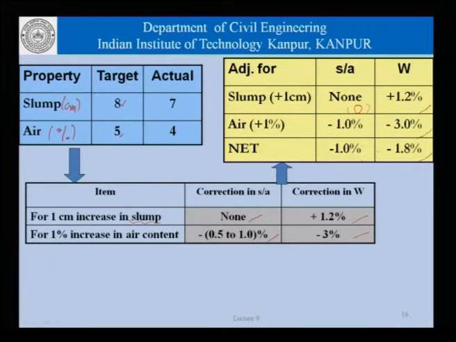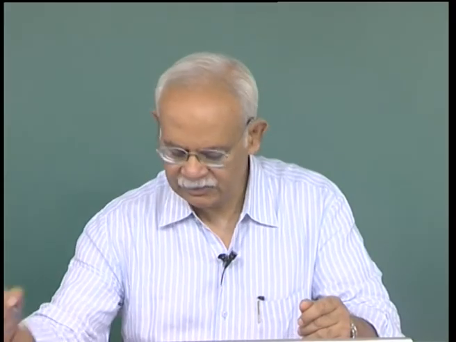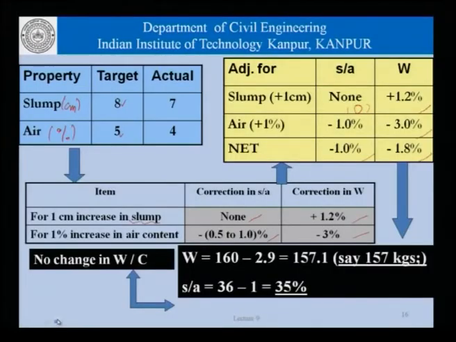We will reduce the S by A by 1%, and we will do something as far as the chemical admixture dosage is concerned, in order that the air content is increased from 4 to 5%. With this as a basis, now we do the proportioning exercise again, and for that, water content has to be now reduced from 160, what we started with, to let us say 157. That is a 1.8% reduction.